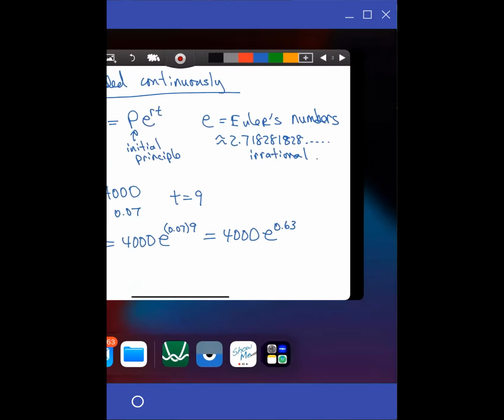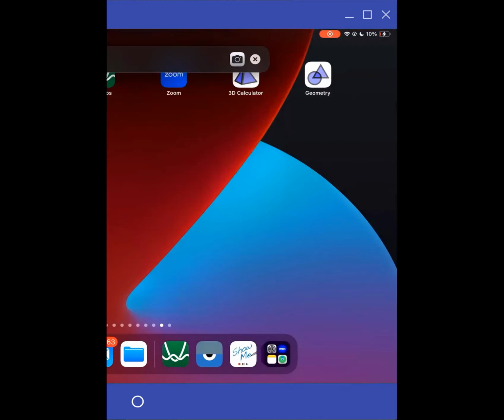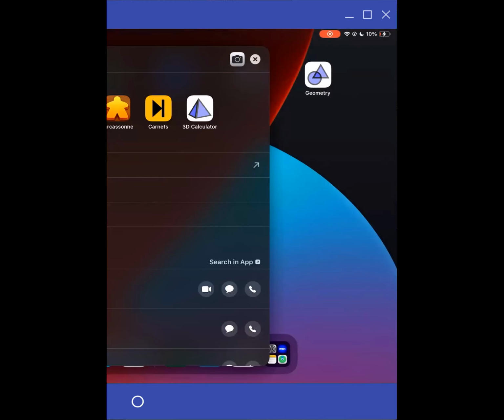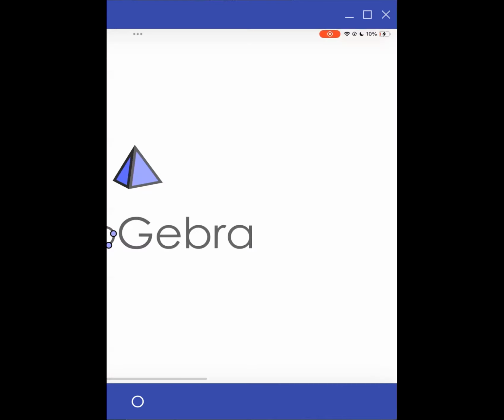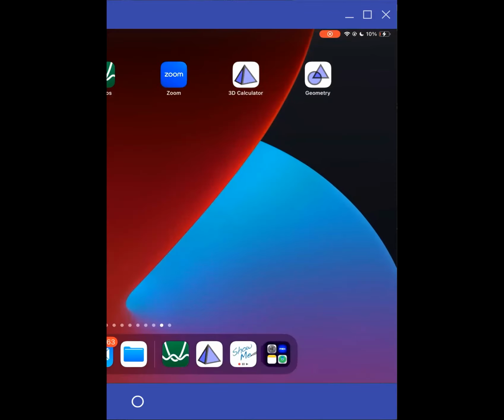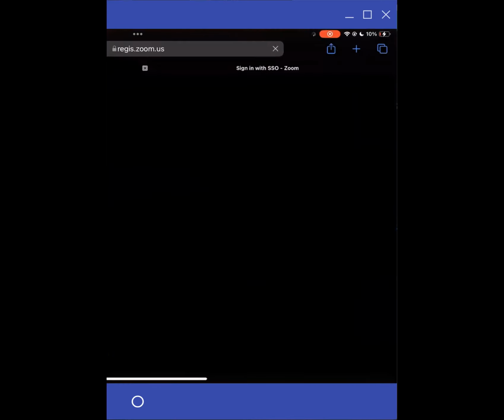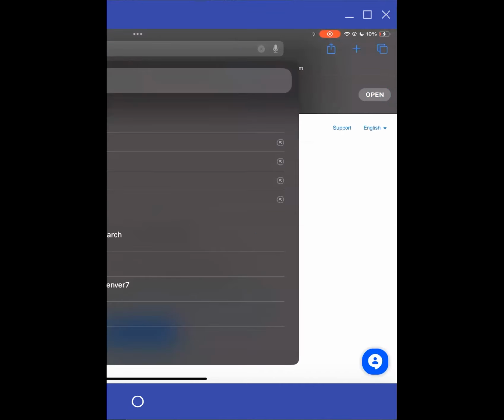Can I just grab my calculator on here? Probably. Let's just grab that. Come on. There's no calculator on here. Well, let's see what this stupid 3D calculator is. No, we're not doing that. Sorry, folks. I will just go to Google. Because I just want to do this computation together.